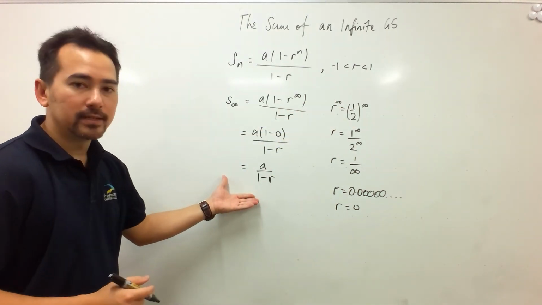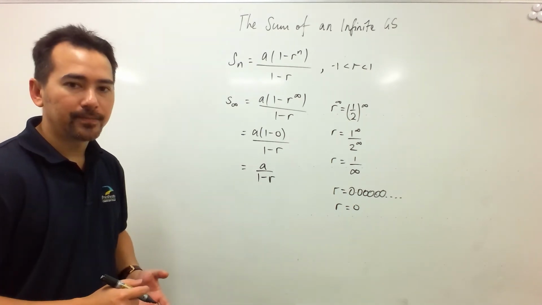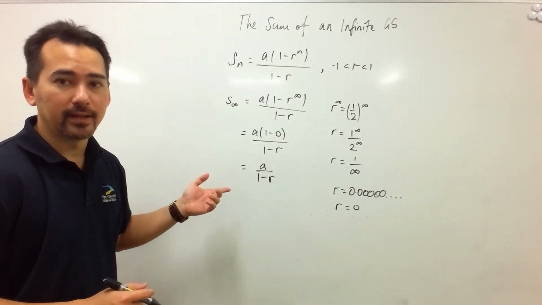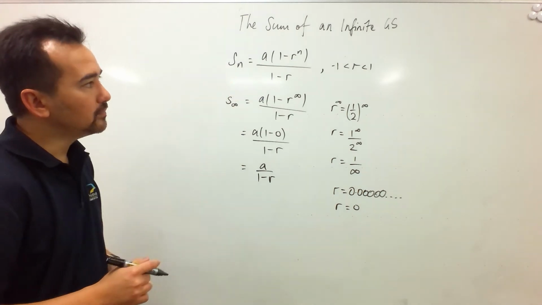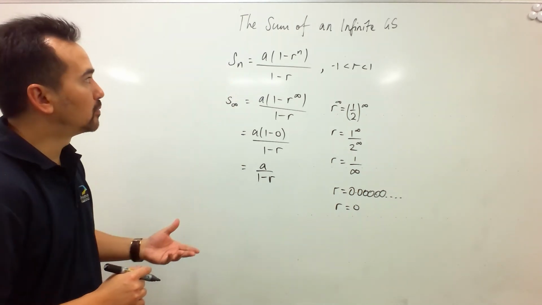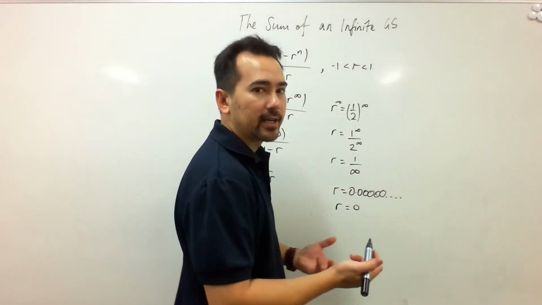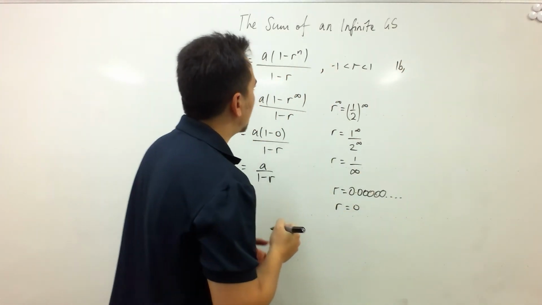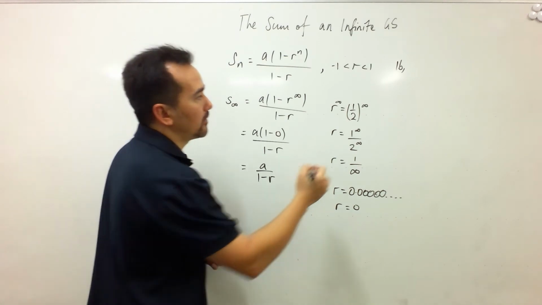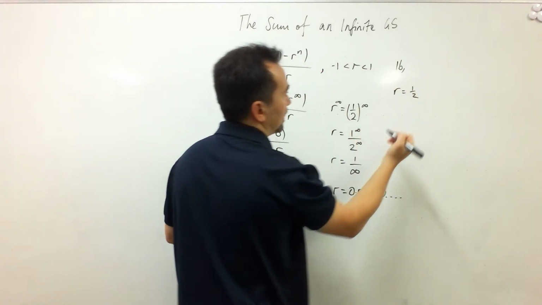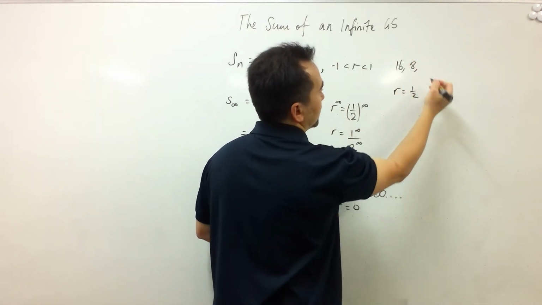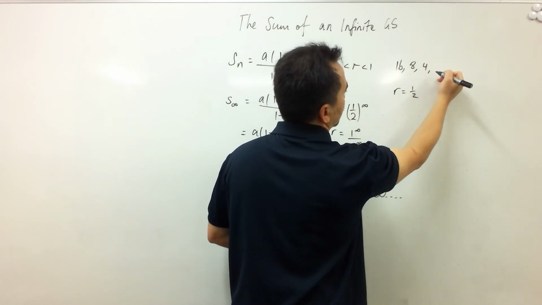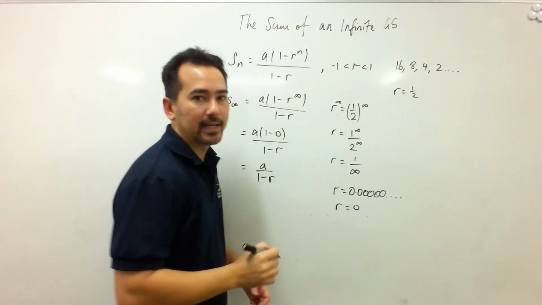But we have a really nice tidy formula here that we can use, and it's actually easier to use this one than the previous formulas. Okay, so let's put this into practice. Let's say I've got a starting term of 16, and let's say r is 1/2. Then that second term is going to be 8, my third term is going to be 4, my next term is going to be 2, etc.